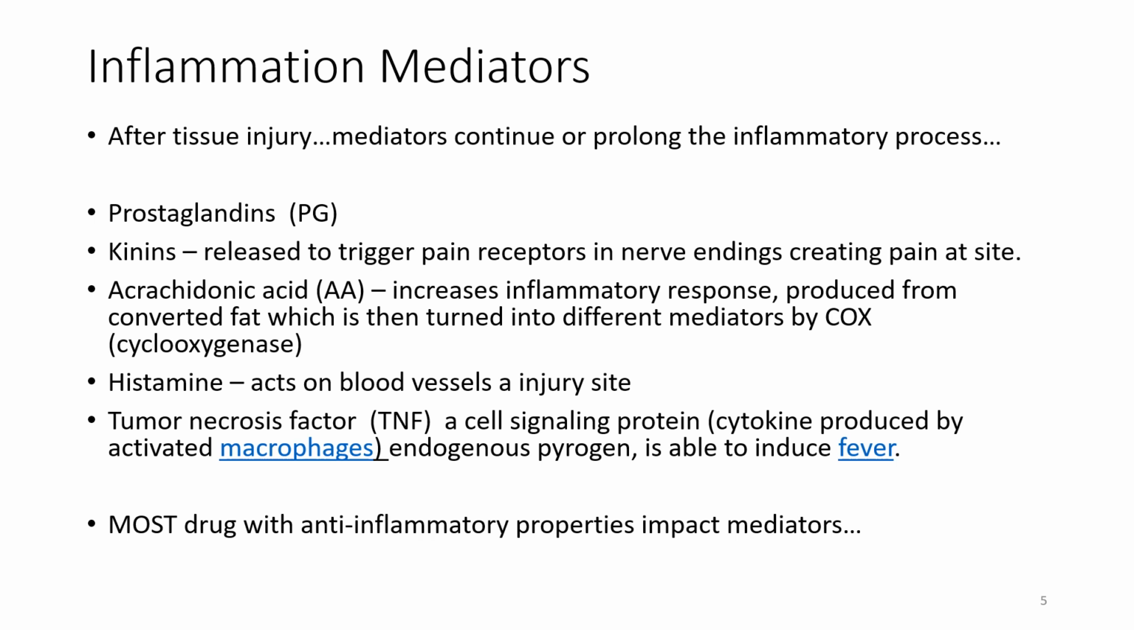Now, arachidonic acid, we'll talk a little bit more about it in the next slide, but it actually increases inflammatory response. It's converted from phospholipids. So it's produced from converted fat, which is then turned into different mediators by what is called cyclooxygenase, or COX-1 and COX-2. And we'll talk about those in the next slide.